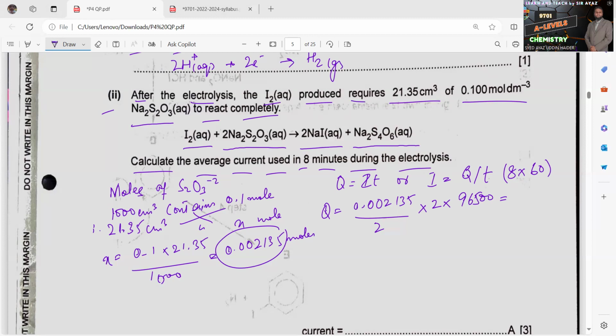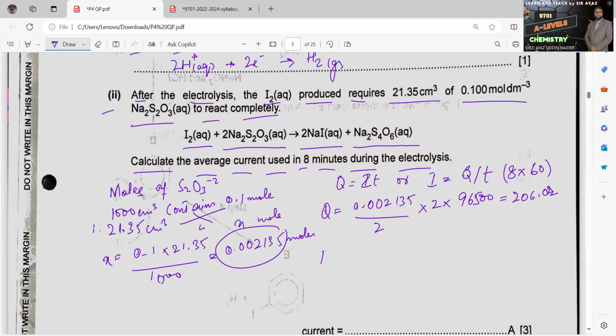So 0.002135 multiplied by 96500, divided by 2, multiplied by 2. You will get 206.02. This will be the value for Q.